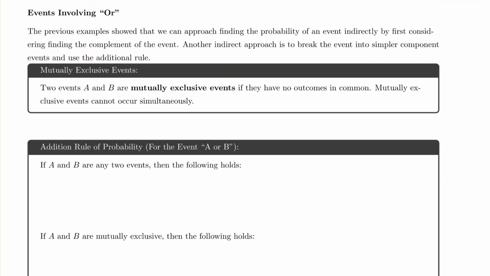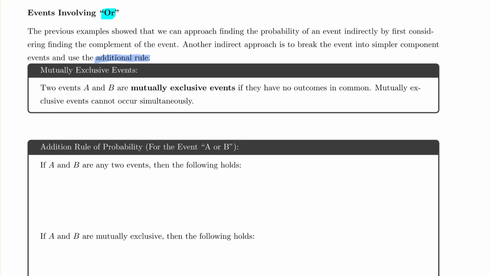Let's look at events involving OR. If you have a probability problem that says OR, probability of event A or another event, this is the idea we need to understand. The previous example showed that we can approach finding a probability of an event indirectly by considering the complement of an event. Another indirect approach is to break an event into simpler component events and use the addition rule. So when you see OR, we're using the addition rule.